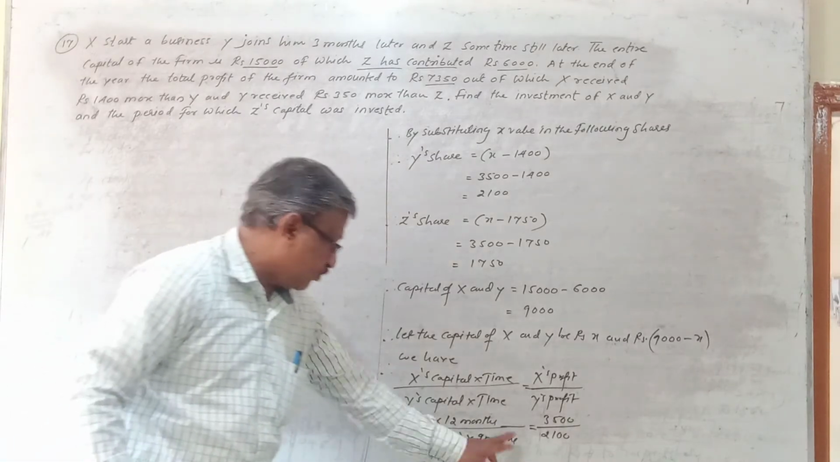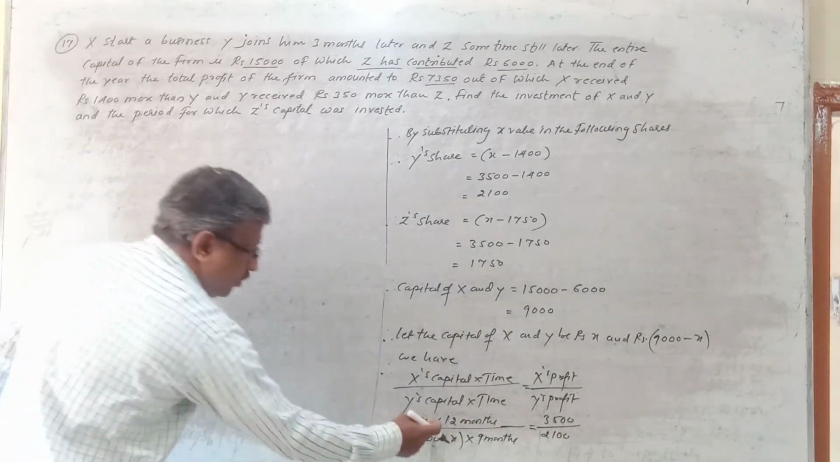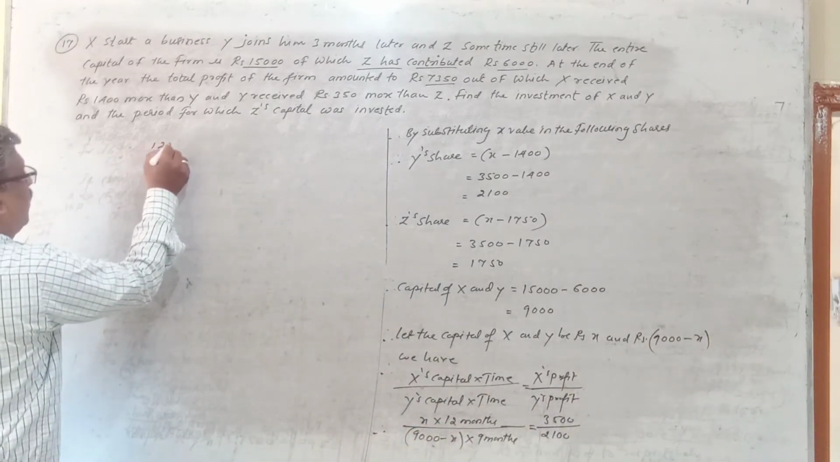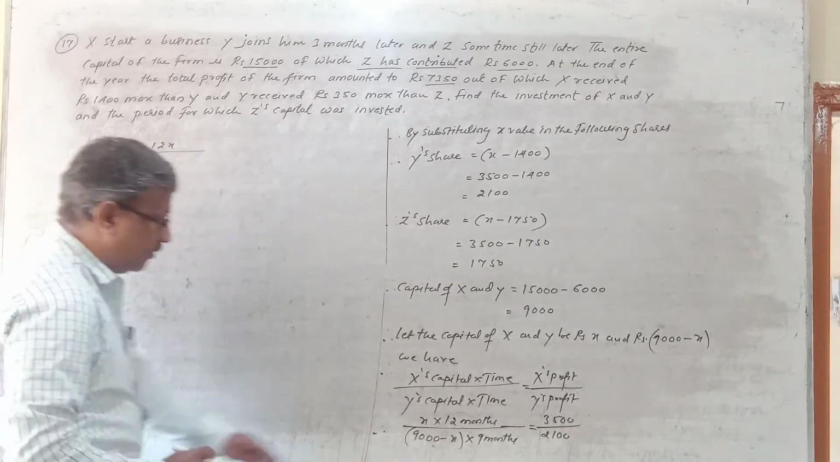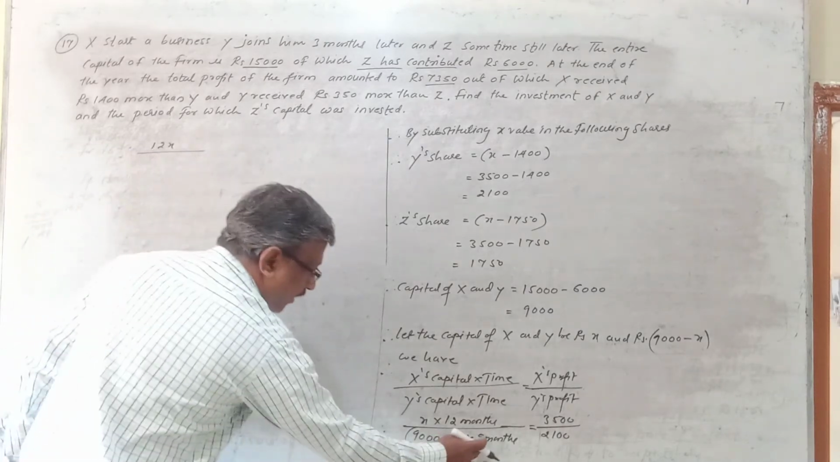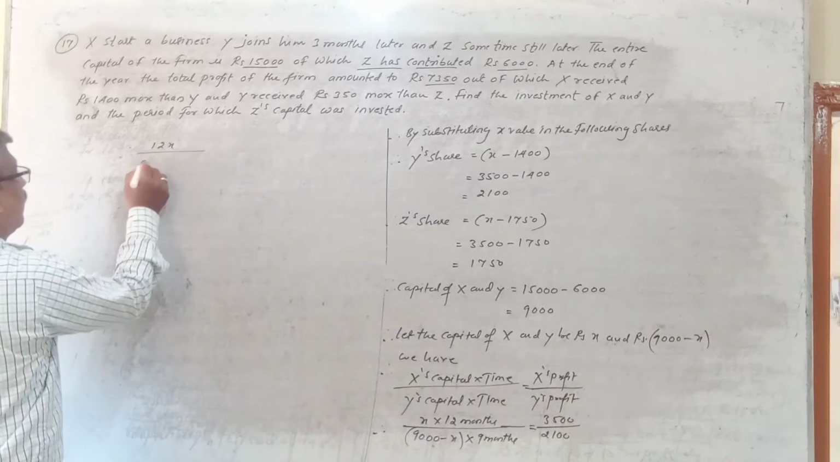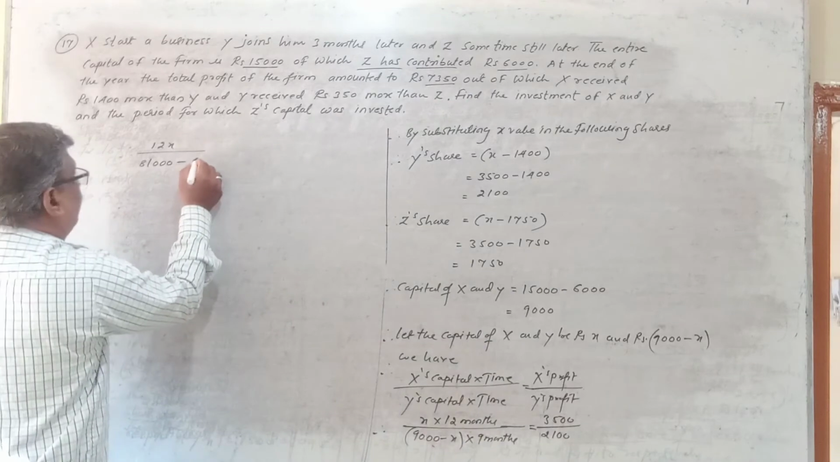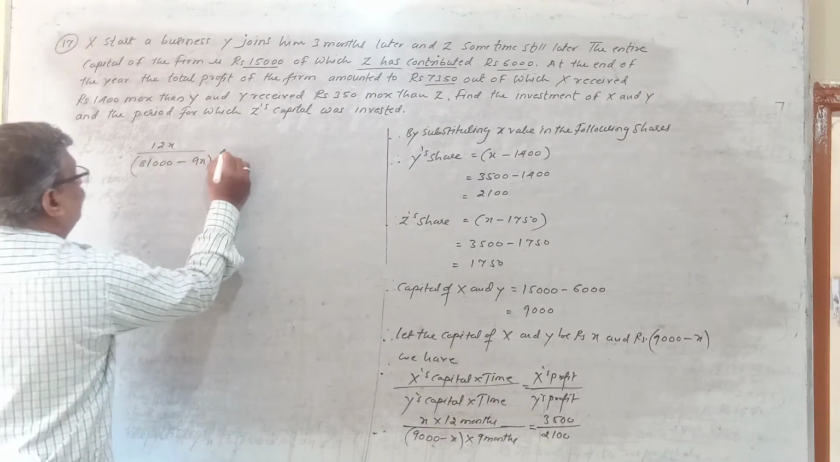Now let's solve this. First you multiply, right? So x you multiply by 12. So you get 12x divided by... multiply (9,000 minus x) by 9. So open this bracket: 9 into 9,000 you will get 81,000, minus 9 into x, you will get 9x. Put that into the bracket.